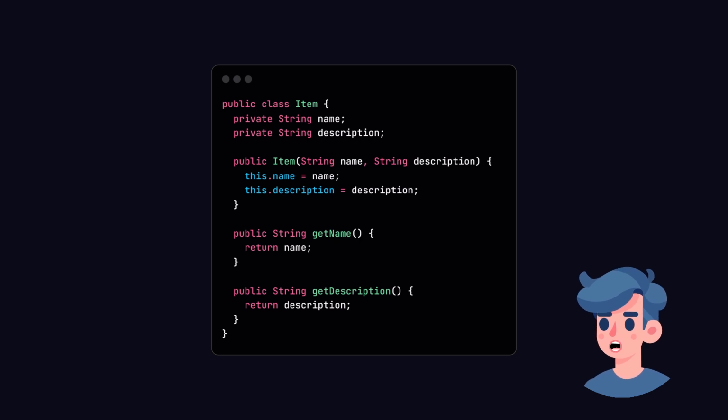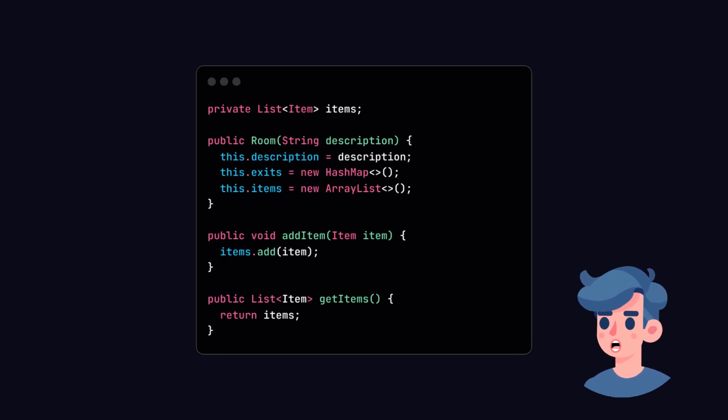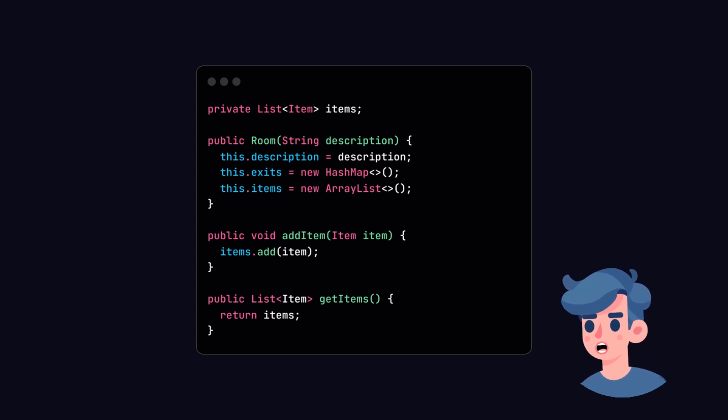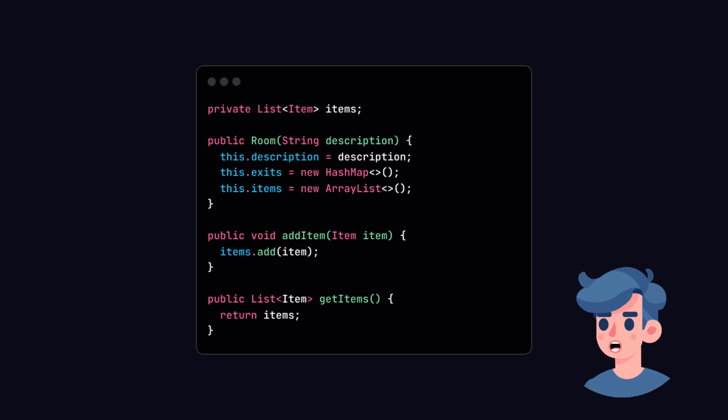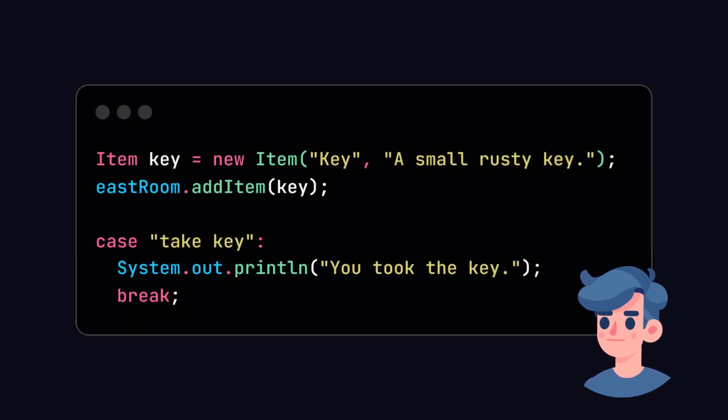Let's enhance the game by adding items that players can collect. In our item class, we define a name and description for each item. The next step is to add items to our rooms. We'll need to modify the room class accordingly. With this addition, we can now store items within rooms. Let's create items and add them to our rooms in the game class.